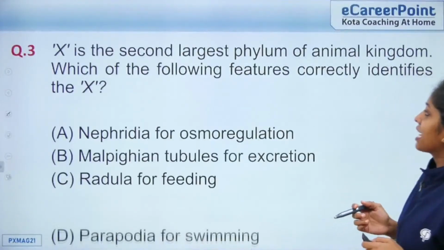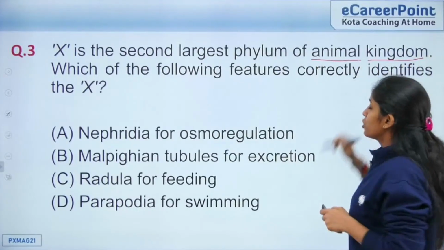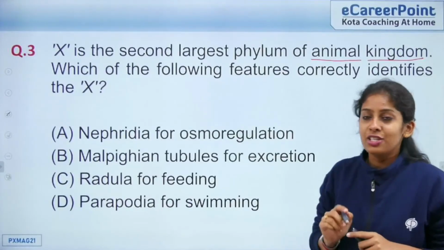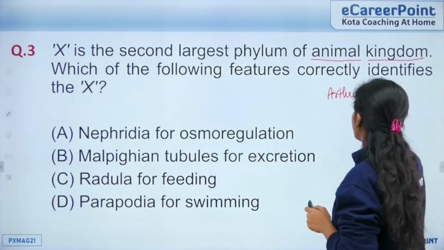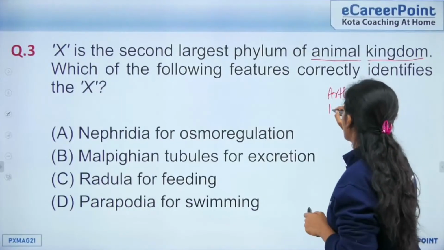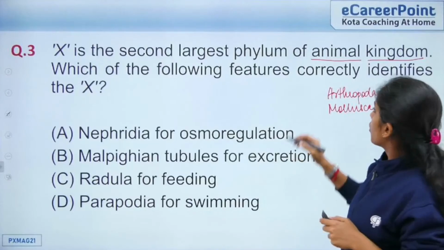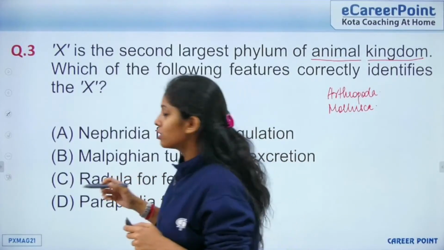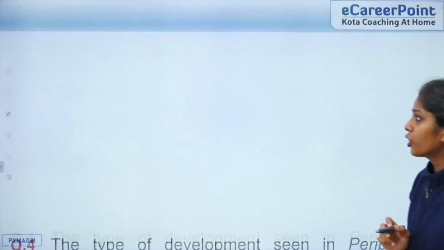X is the second largest phylum of the animal kingdom. The chapter name is here. Which of the following features correctly identifies X? Which is the first largest phylum of your animal kingdom? That is phylum Arthropoda. The second largest phylum is the phylum Mollusca. In Mollusca you have a mouth-like organ for feeding, that is the radula. Alright, so we go to question 4.